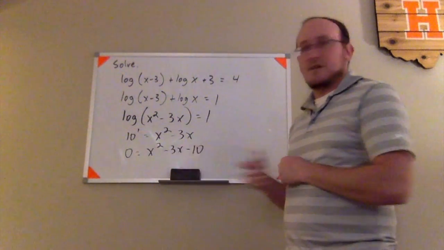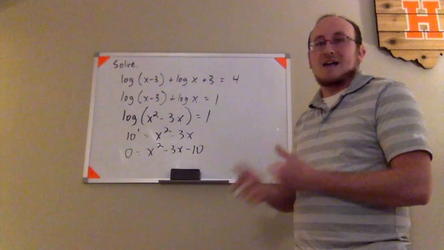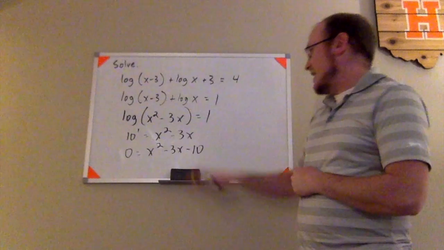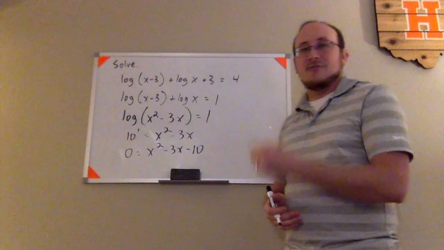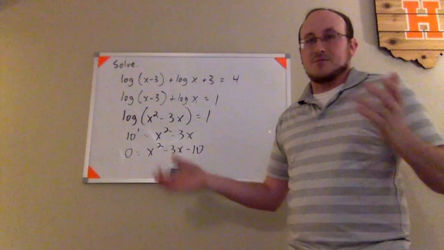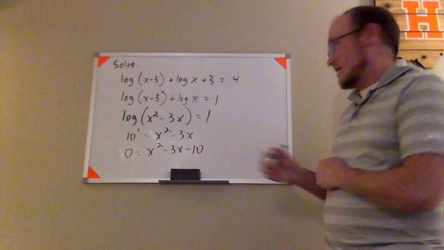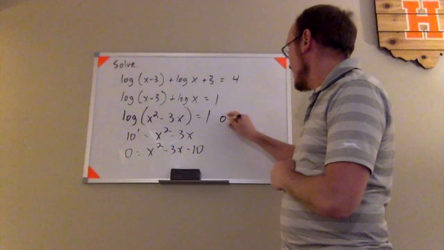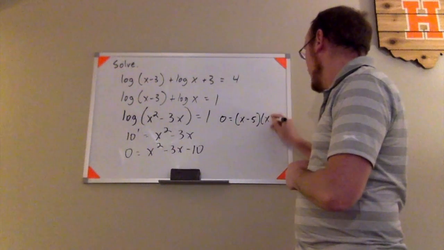At this point, I need to solve this and figure out my values of x. I see this as a quadratic equation, so you can call upon a variety of methods we've covered in the past on how to solve quadratic equations. I look at this and say, this looks easily factorable. I can find two numbers that multiply to negative 10 that add up to negative 3. That would be negative 5 and positive 2. So I'm going to go the factoring route, but you could certainly use the quadratic formula, graphing, completing the square, or whatever other method you wanted. Factoring this, I have 0 equals x minus 5 times x plus 2.